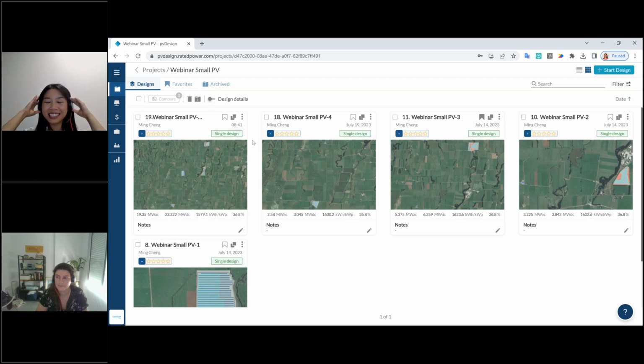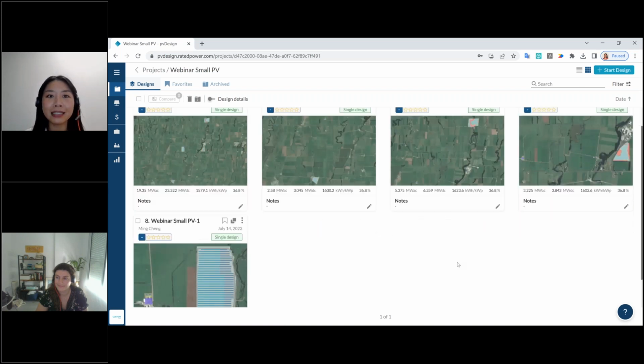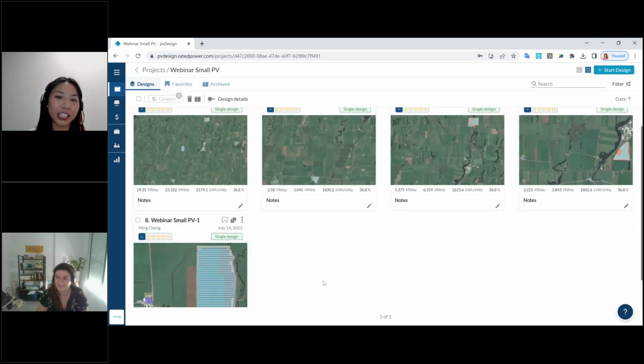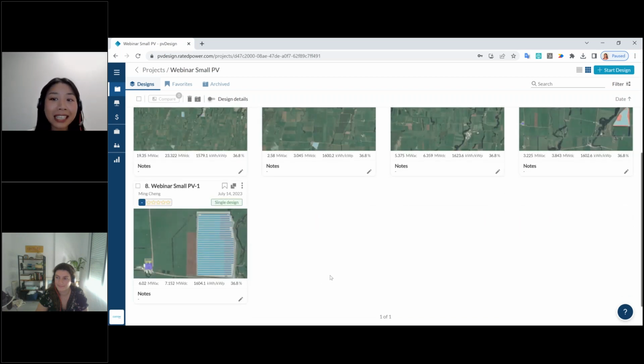I am giving the details because I understand a portion of the folks today are not very familiar with the software, so please bear with me for all the details I'm giving. Right now, I'm at the project folder, and we're looking at several designs that I've prepared for today. They are completely different.